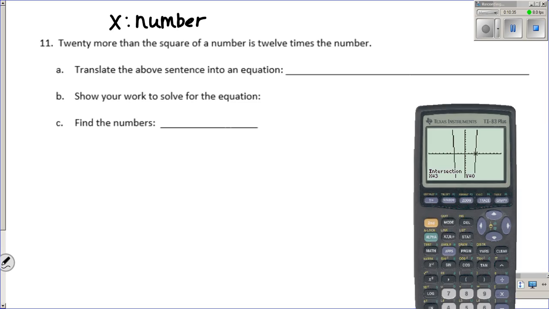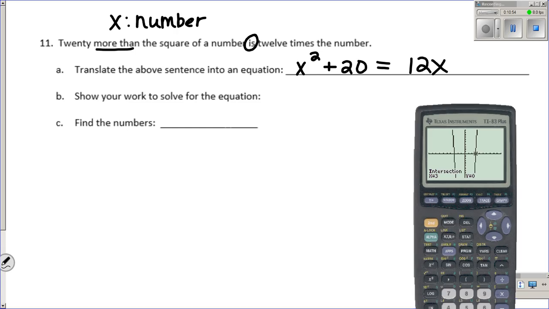Remember, 20 more than, that is a turnaround word, so you're actually going to do the square of the number first and then add 20. So that's going to be x squared plus 20 more. Here's your keyword is, so we're going to write equals 12 times the number, so 12x. So this is the starting equation.